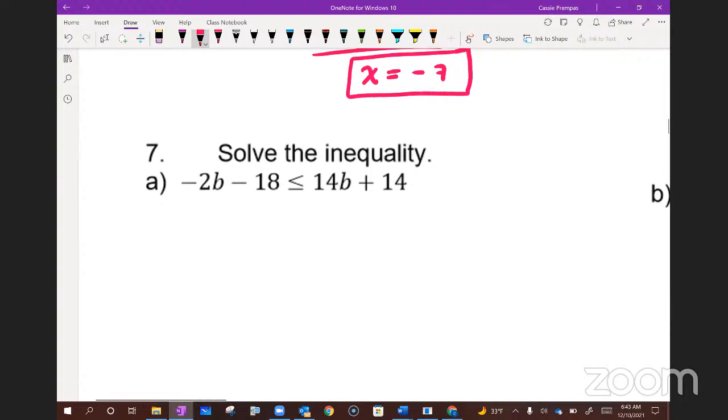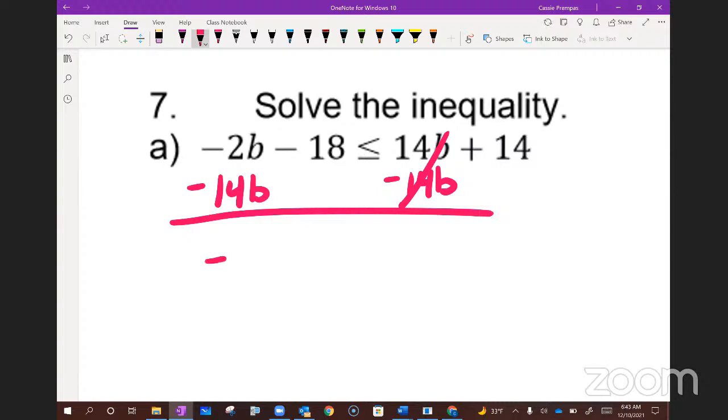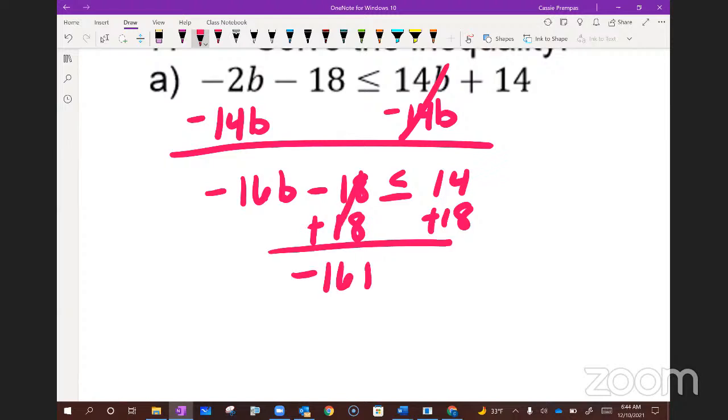Number 7, solve the inequality. We know how to do this. Let's get b by itself. So we subtract 14b, subtract 14b. And that gives me negative 16b minus 18 is less than or equal to 14. I add 18, and that gives me negative 16b is less than or equal to 32.